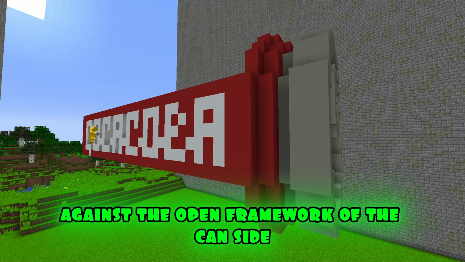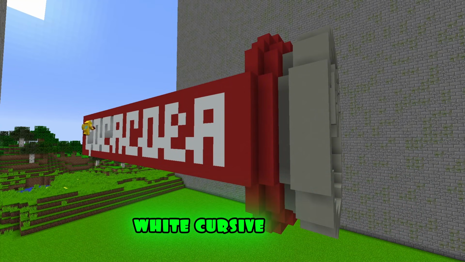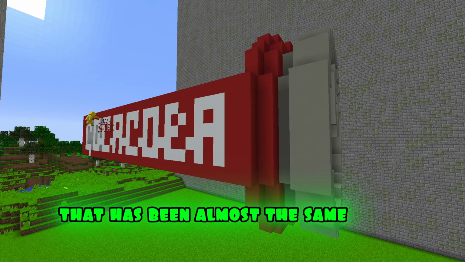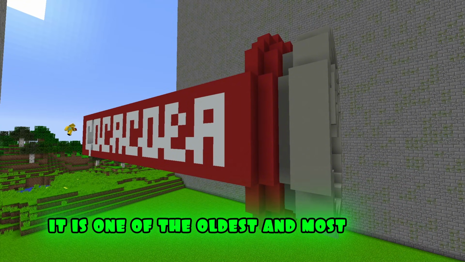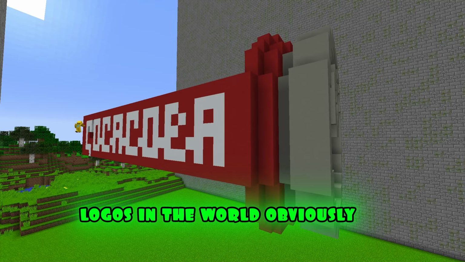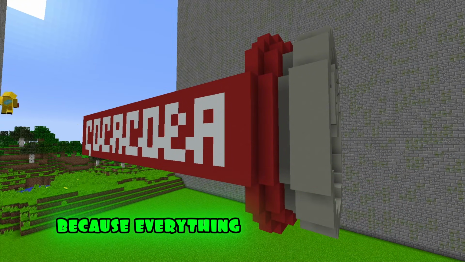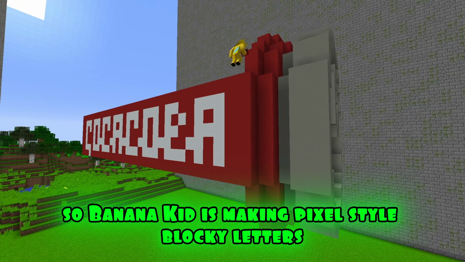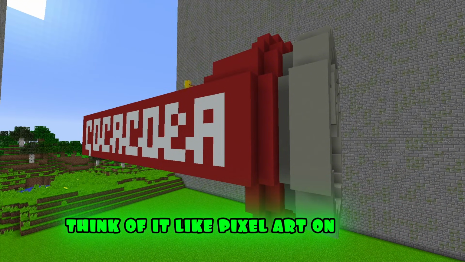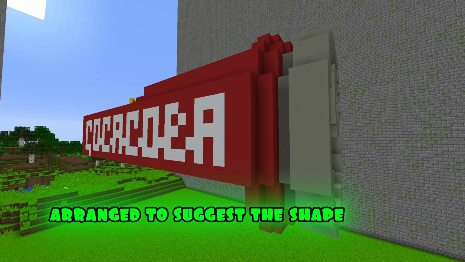the can side. The real Coca Cola logo uses a very specific white cursive script that has been almost the same since the 1880s. It is one of the oldest and most famous logos in the world. Obviously, in Minecraft, you cannot do fancy cursive handwriting because everything is made of blocks, so Banana Kid is making pixel-style blocky letters. Think of it like pixel art on a grid. Each letter is made up of several blocks arranged to suggest the shape of the character.